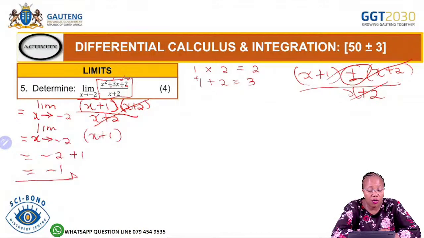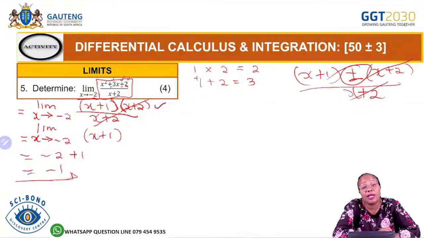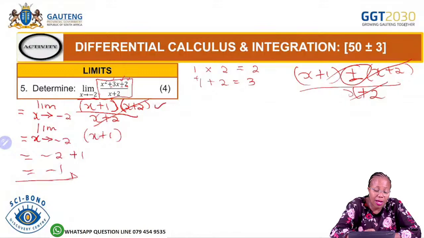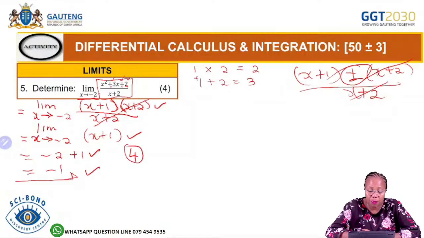And then the mark allocation is 4 marks. The first mark will be for factorizing that numerator correctly. And then the second mark for simplifying and ending up with x plus 1. The third mark for substitution. Lastly, it will be for the answer. Hence, we have our 4 marks for that particular problem.